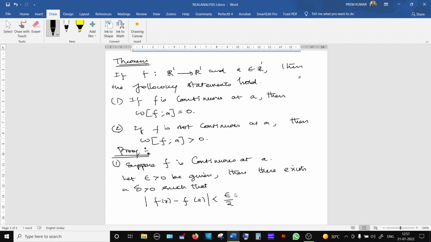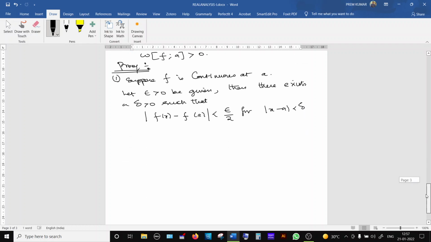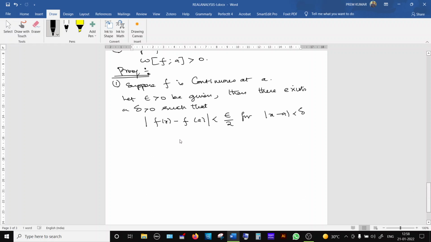Because if this is my real number, for this epsilon there exists a delta, whenever x and a, the distance between x and a is less than delta. So this is by the definition of continuous function, because for any given epsilon, there exists a delta.